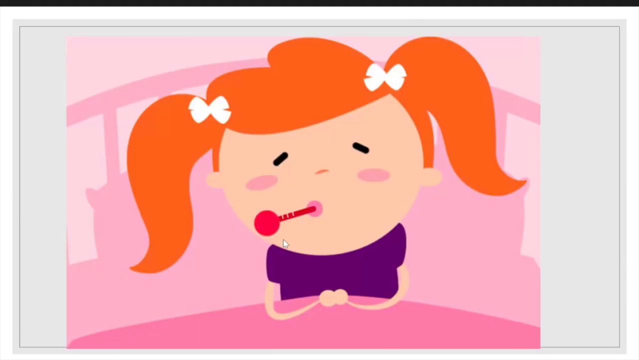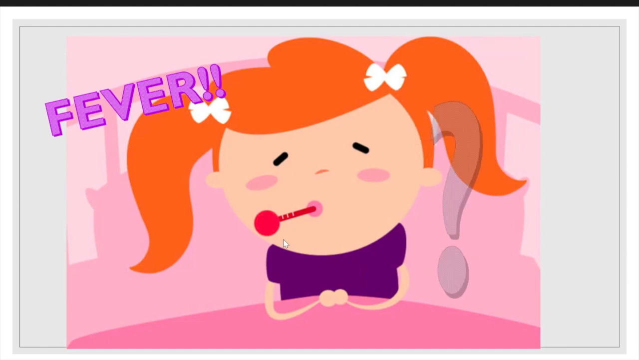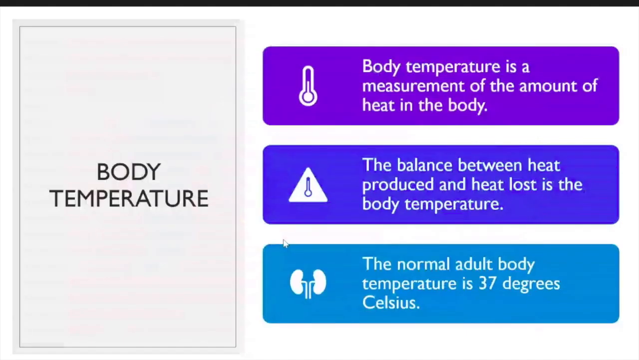Friends, whenever you have a fever, of course, you are asked to measure your body temperature. So what is this body temperature? Body temperature is the measurement of the amount of heat in the body. It is actually the balance between the amount of heat produced by our body and the heat lost by our body. The normal adult body temperature is 37 degrees Celsius.